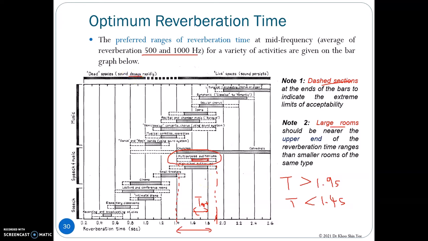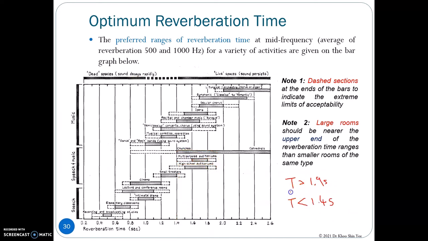So we should design the auditorium according to the suggested reverberation time here. By doing this, the audience can listen to clear speech as well as lively music. The listening condition inside the auditorium will be bad if we design it wrongly like these two cases. If the reverberation time is too high, then we should consider reducing it by increasing the total room absorption. Similarly, if the reverberation time is too low compared to the recommended time, in this case, we should increase the reverberation time by reducing the total room absorption.